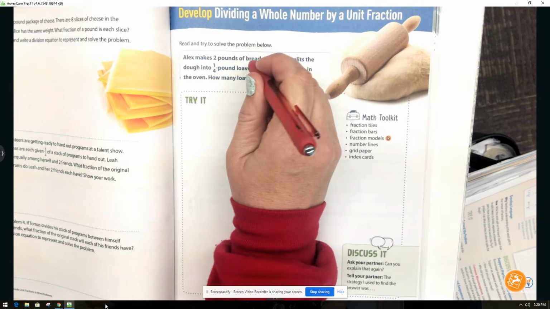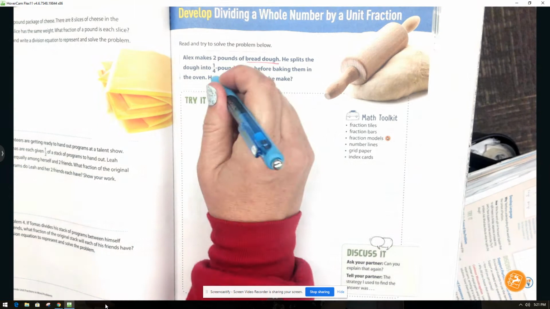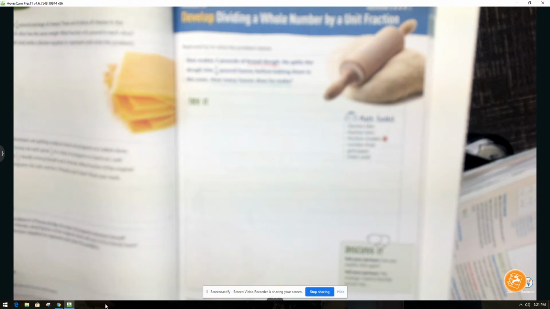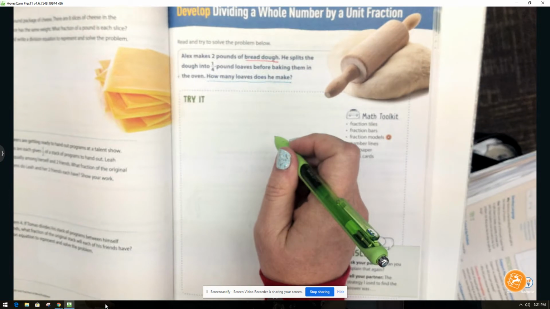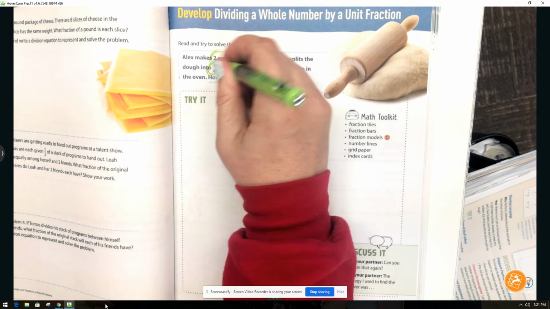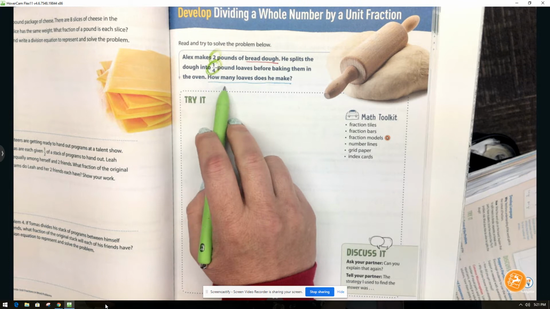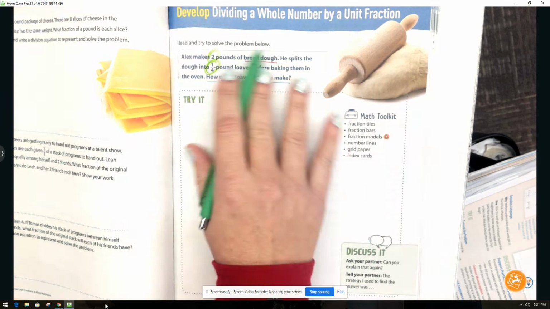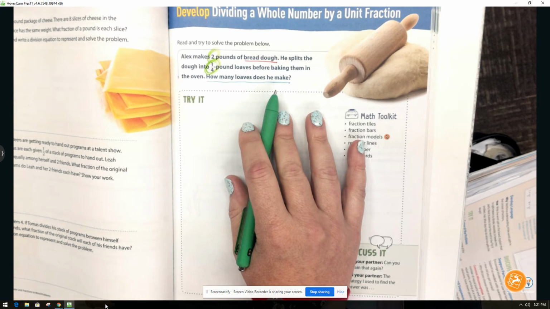So first of all, we're talking about bread dough to make loaves of bread. And the problem we're trying to solve is how many loaves of bread Alex makes. The important information is that he has 2 pounds of bread dough, and each loaf of bread is going to be 1/4 of a pound. As you know, I love to draw pictures. This math word problem lends itself well to drawing a picture.